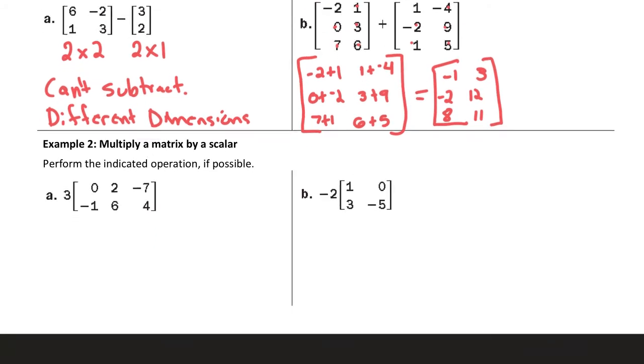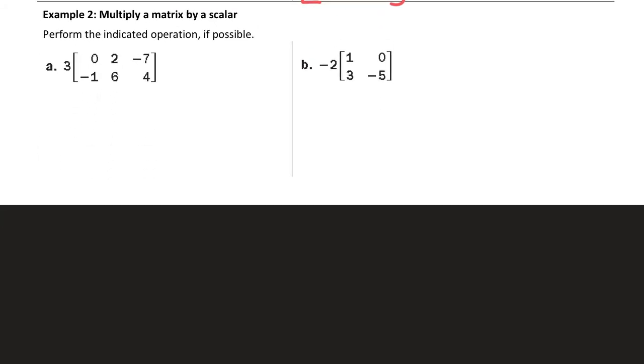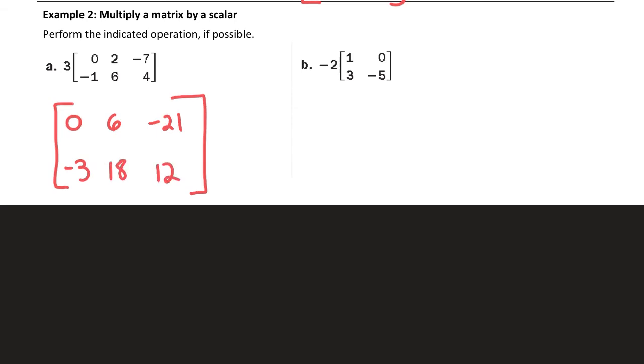The next thing we're going to do is we're going to multiply a matrix by a scalar. So a scalar is a constant value that we multiply by a matrix. So essentially, when we multiply, like in part A, a matrix by a scalar of 3, that just means you multiply all of the elements by 3. So what this would look like is 3 times 0 is 0, 3 times 2 is 6, 3 times -7 is -21. That's my top row. Bottom row, 3 times -1 is -3, 3 times 6 is 18, 3 times 4 is 12. So you just multiply all of the elements by that scalar.